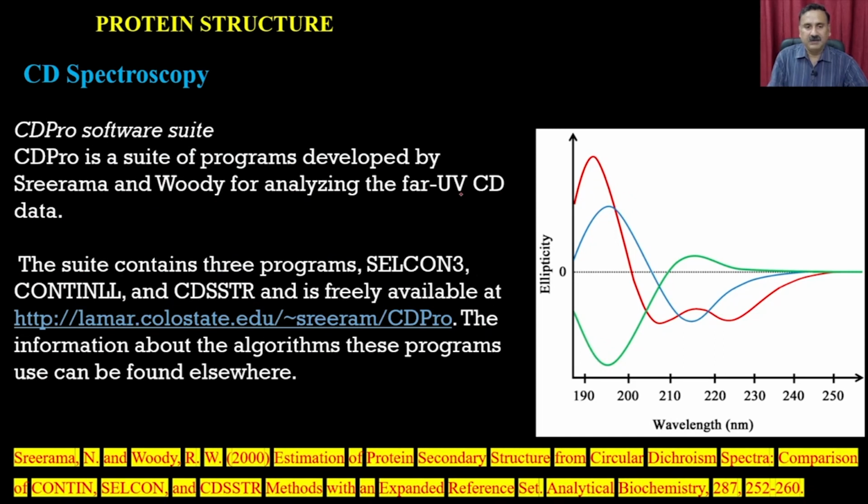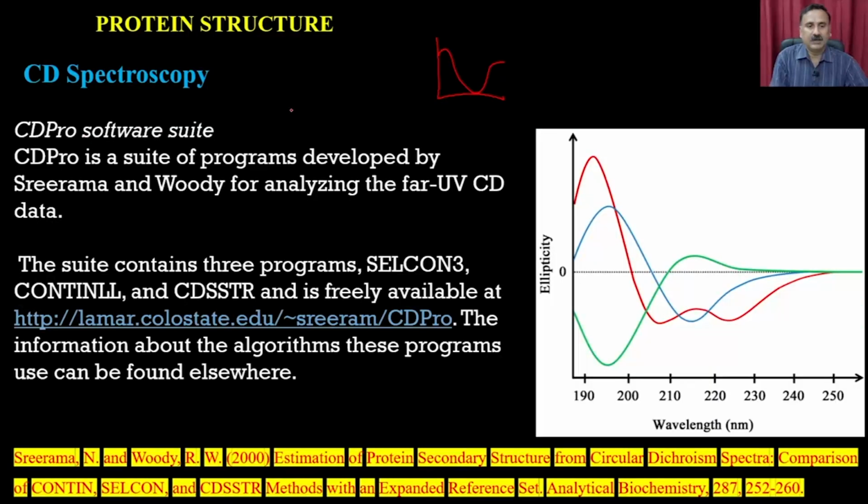Now, once you have the CD spectra of the proteins, and suppose you have corrected the blank and all that, you are going to get the corrected data. That corrected data you can put into the CDPro software suite, and that is going to tell you the percentage of alpha helix, percentage of beta sheets, and so on. So, there is a lot of analysis you can do.